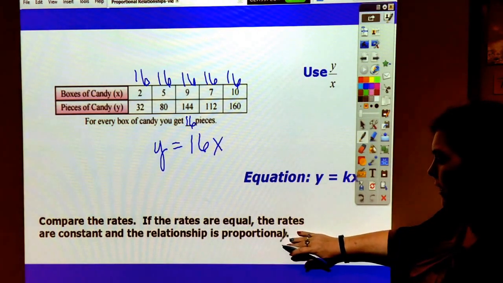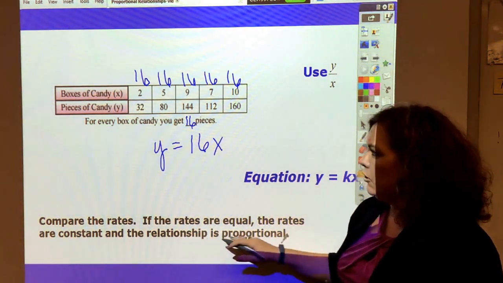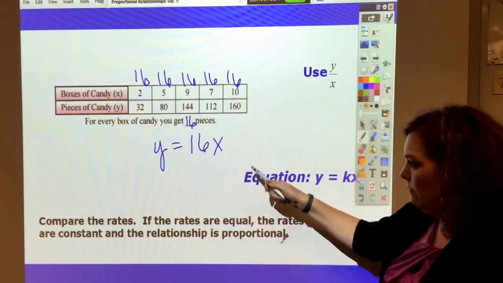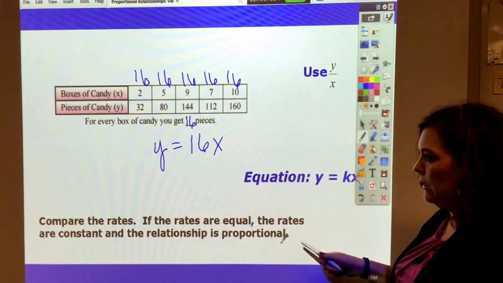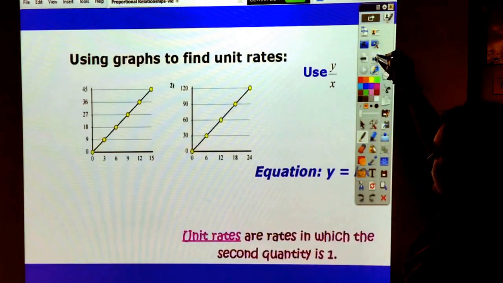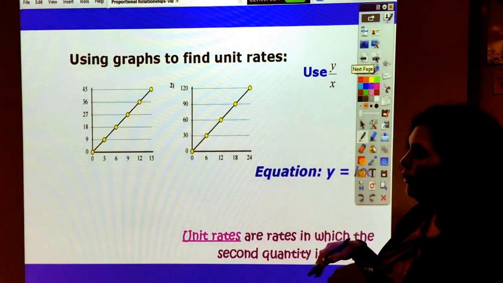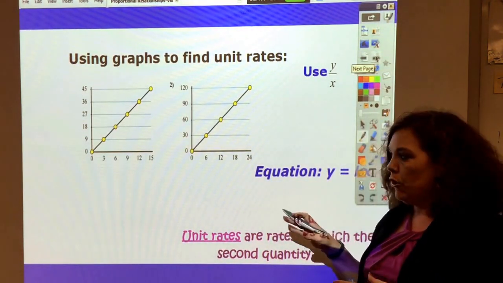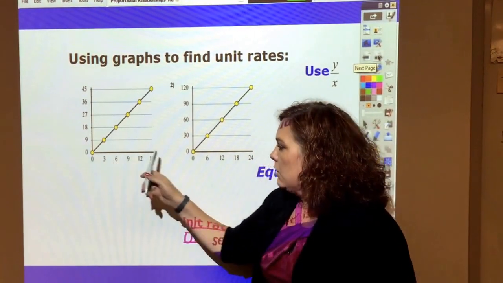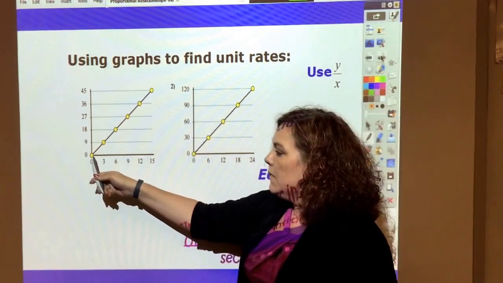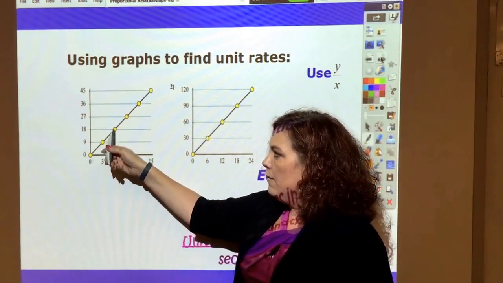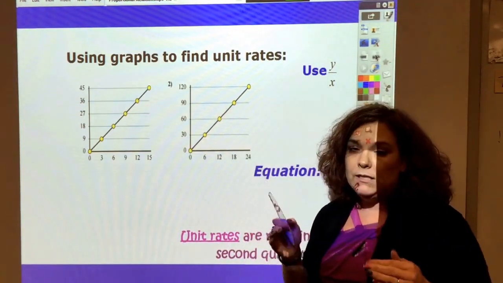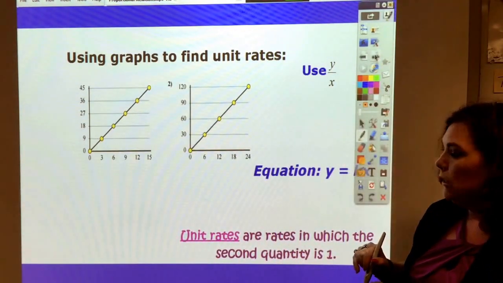So if the rates are equal, the rates are constant, and the relationship is proportionate. So these are equal. So here's my equation, and it is proportionate. And later we're going to show how you can use graphs to find proportions. But just know that these are examples of proportionate graphs because they start at 0, 0, and they're a straight line. That represents a proportional relationship. So thank you very much.